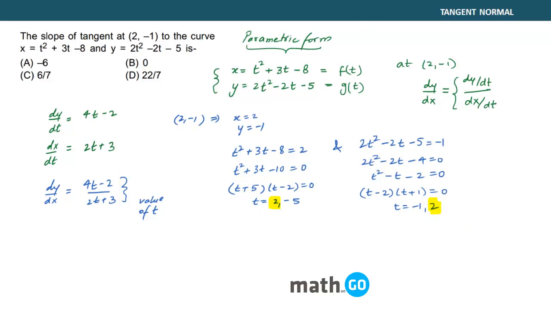So that means our dy/dx at (2, -1) will be found by replacing the value of t in this particular expression. Clear? So you just have to replace t equal to 2 here to get your answer. If you replace t equal to 2 here, what will you get? 8 minus 2, 6, right? So this will be 6, and the denominator will become 7. So 6/7 is the answer that we are looking for. I hope this question is now clear to you. C is the answer.